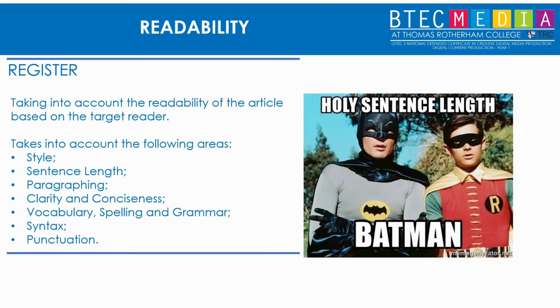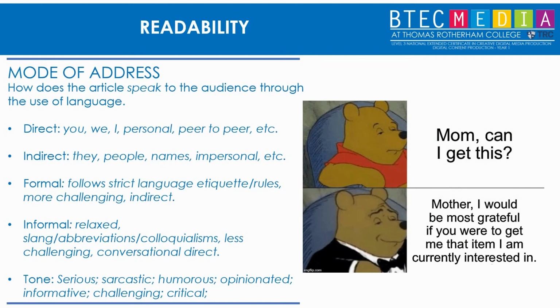Okay, vocab I've already mentioned as well. And syntax and punctuation, are all these things suitable for the reader? Because every piece of writing will have a certain target reader in mind, and you've got to make sure that you've used the right register that's appropriate to that audience or that reader. Okay, mode of address. Mode of address means how does the actual article speak to the audience through the use of language. So these are the things that we look at.